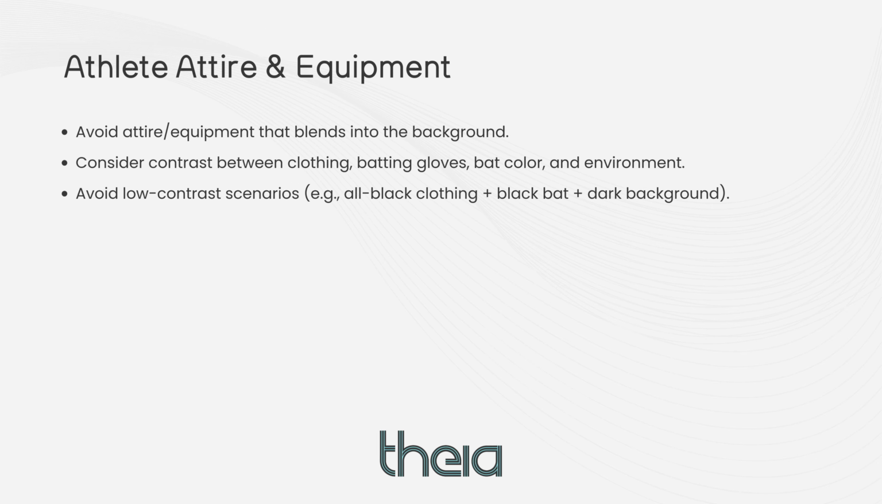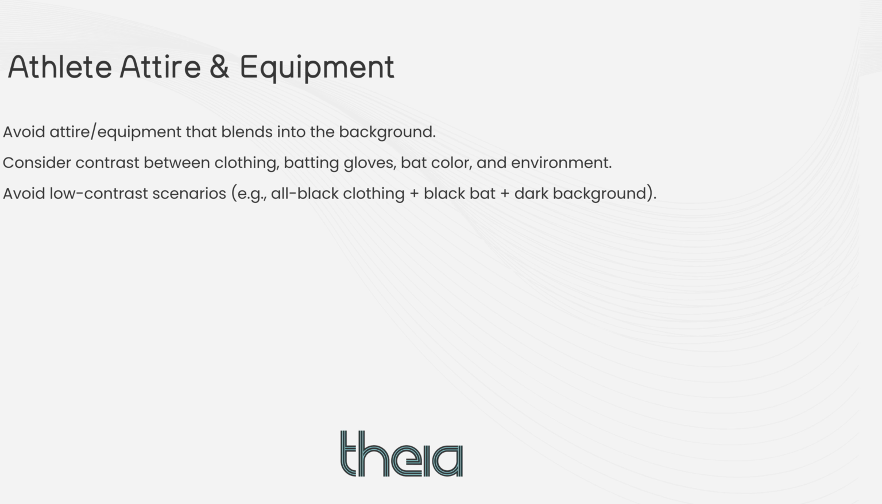Athlete attire and equipment. Wherever possible, avoid attire and equipment that provide limited contrast against each other and the background. Consider the attire worn by the athlete, batting gloves, bat color, and the background colors of the environment. Attire that provides limited contrast or visibility, such as all-black attire and bat against an all-black background, can introduce challenges for accurate athlete and bat tracking.